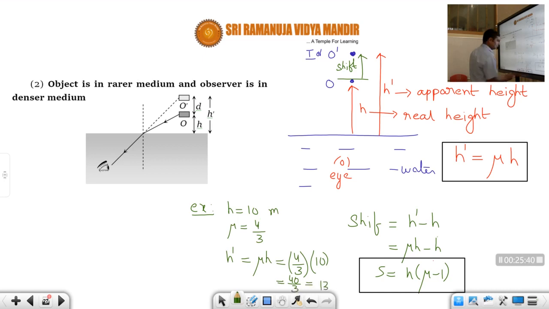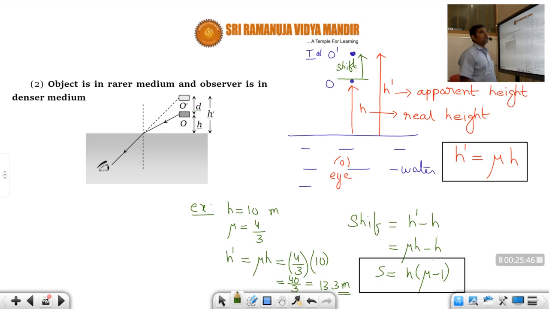So that means 13.33. The object is actually at 10 meters only, but you are seeing it at 13.3 meters. So this is called, that means real depth is less than apparent depth. And what is the shift formula, students? (mu minus 1) by mu times h. I already told you. Okay, so this is called the apparent depth and real depth.